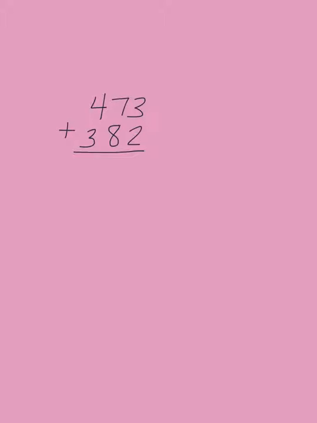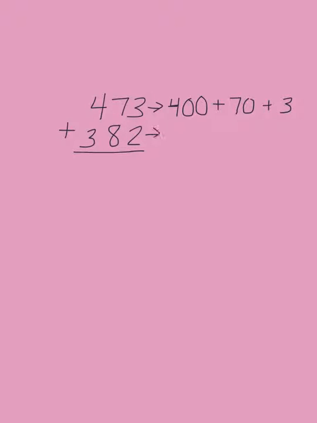In this problem, we're going to add 473 plus 382. So first what we're going to do is break up each of these addends into place value. So the 4 stands for 400, and the 7 in the tens place is 7 tens, so that's 70. And the 3 in the ones place stands for 3 ones.